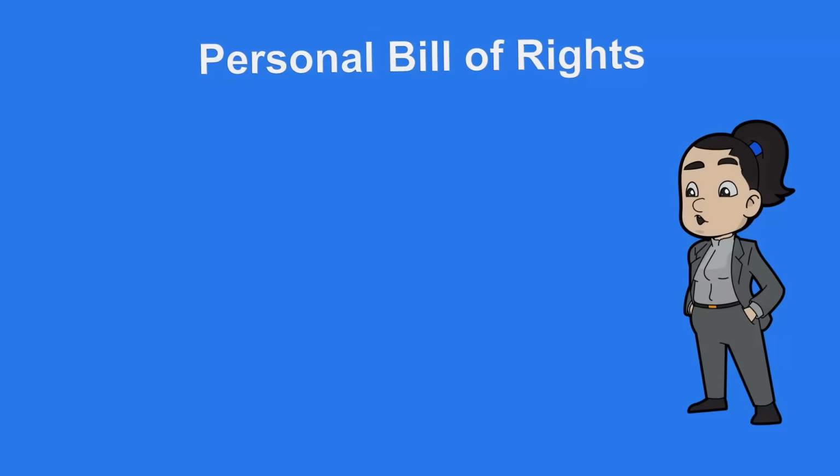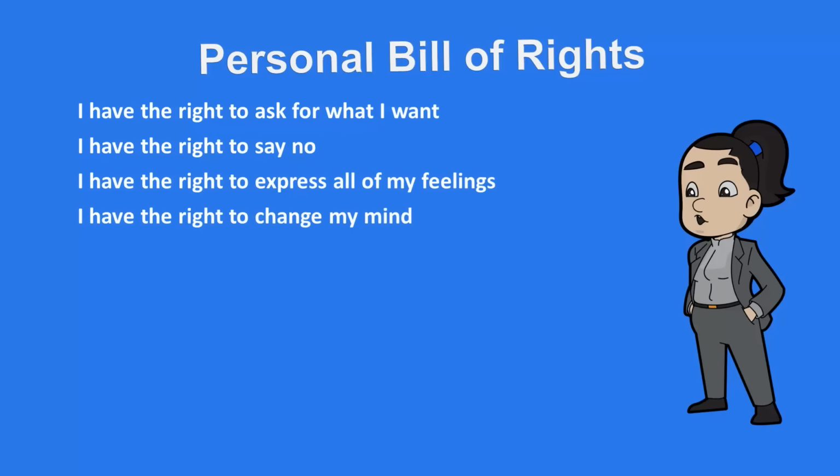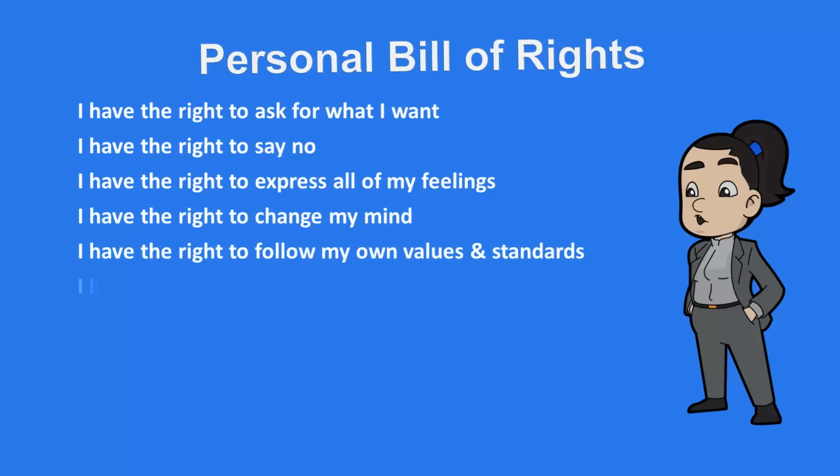Instead, see if you can adopt something like the Personal Bill of Rights from the Anxiety and Phobia Workbook by Edmund Bourne that includes rights such as, I have the right to ask for what I want. I have the right to say no to requests or demands I can't meet. I have the right to express all of my feelings, positive or negative. I have the right to change my mind. I have the right to follow my own values and standards. I have the right to determine my own priorities.